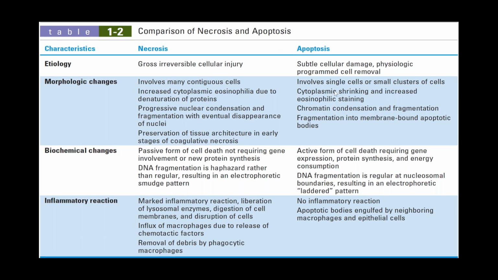In apoptosis, it involves single cells or clusters of cells, with cytoplasmic shrinking and increased eosinophilic staining. Biochemical change: necrosis is a passive form of cell death, and apoptosis is an active form of cell death, requiring gene expression, protein synthesis, and energy consumption. Inflammatory reaction: in necrosis there is inflammatory reaction, and in apoptosis there is no inflammatory reaction.